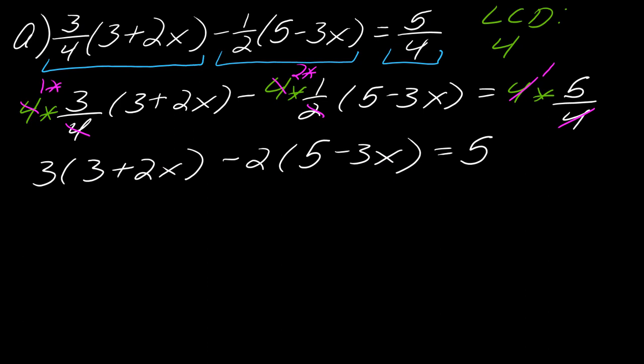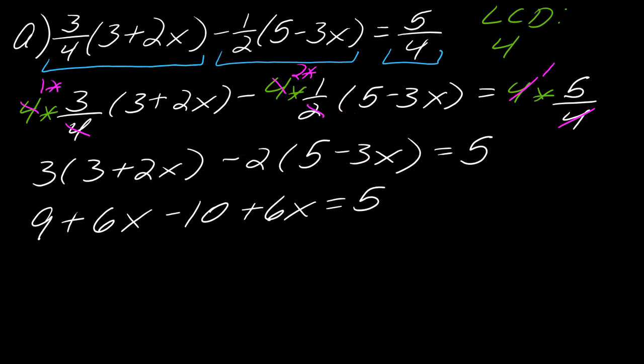So I can distribute, so this will become 9 plus 6x minus 10 plus 6x. Notice this is negative going into here, and then this all equals 5. And then I can just keep going with this. So 9 minus 10 is -1. 6x plus 6x is 12x. And then this equals 5.